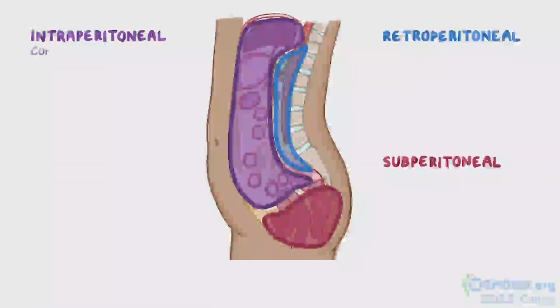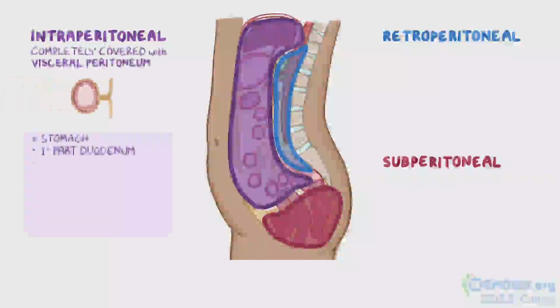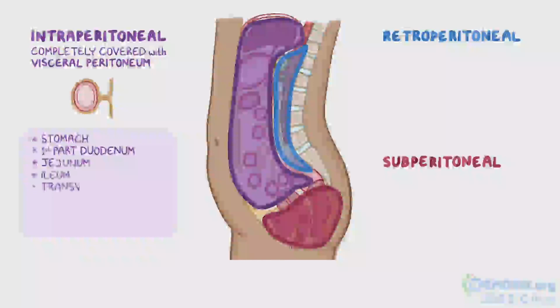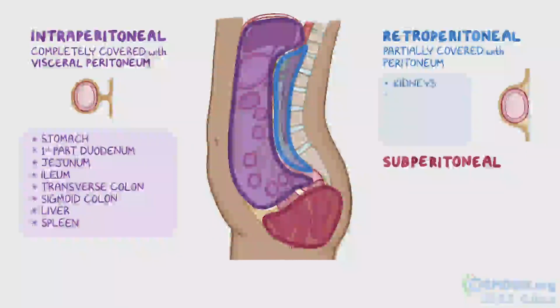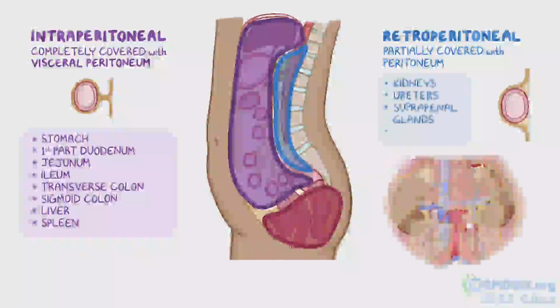Intraperitoneal organs are almost completely covered with visceral peritoneum, but remember they're not inside the peritoneal cavity. These organs include the stomach, first part of the duodenum, jejunum, ileum, transverse colon, sigmoid colon, liver, and spleen. Now, the retroperitoneal organs, also known as primarily retroperitoneal, develop posterior to the peritoneal cavity, outside of the peritoneum, so they're only partially covered with peritoneum. The retroperitoneal organs include the kidneys, ureters, suprarenal glands, and rectum.